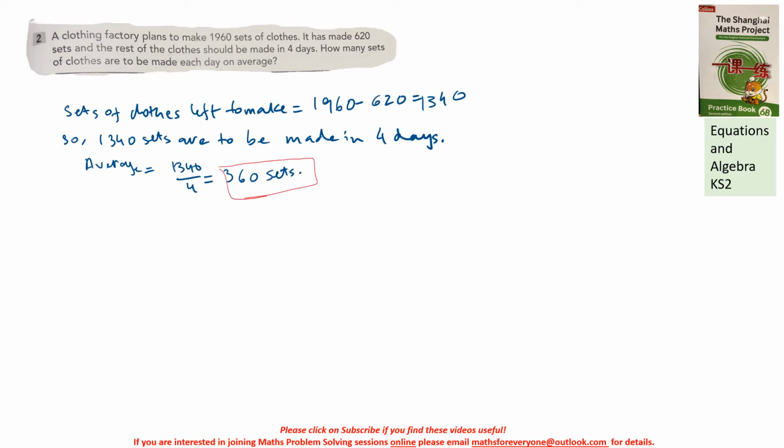So the sets of clothes left to make is 1960 minus 620, which gives me 1340. The maths is correct. So 1340 sets are to be made in 4 days on an average, that is each day it would be 1340 divided by 4. Okay, so 4 times 3, 12.